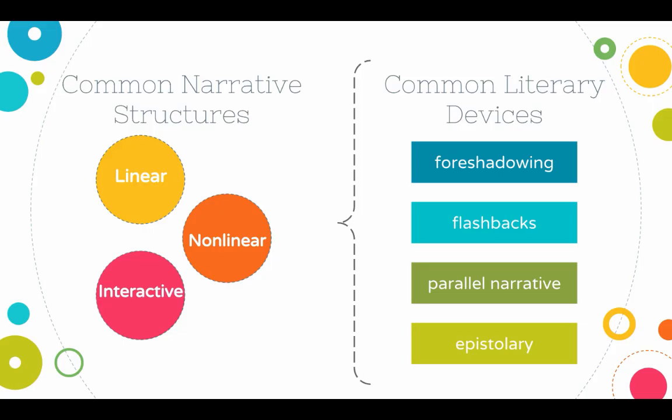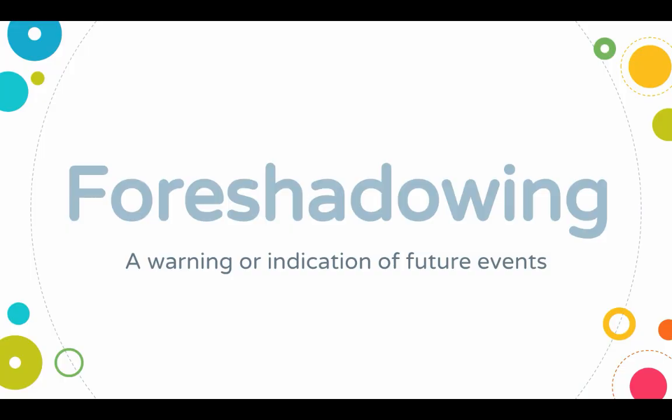So we're going to learn about 4 of those: foreshadowing, flashbacks, parallel narrative, and epistolary. These 4 common literary devices can exist within any of the narrative structures that we've covered. Starting first with foreshadowing. Here's the definition. It's a warning or indication of future events.